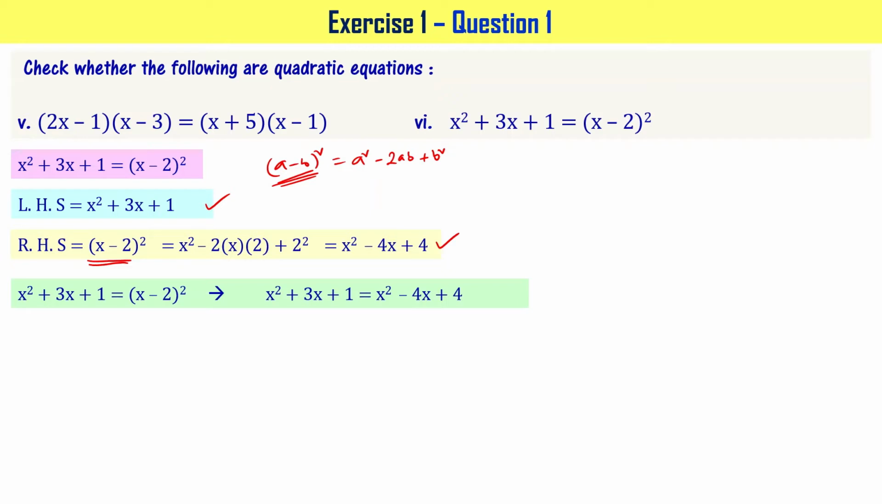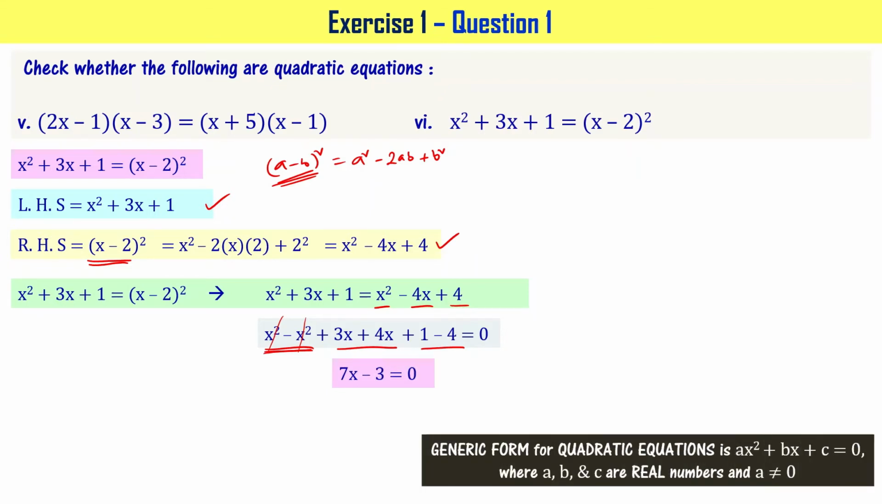Now let's transpose all these terms to the other side. When you do that, you get the equation as x square minus x square plus 3x plus 4x plus 1 minus 4 equal to 0. Look at this, x square minus x square, I can cancel them, right? So the equation now becomes 7x minus 3 equal to 0.